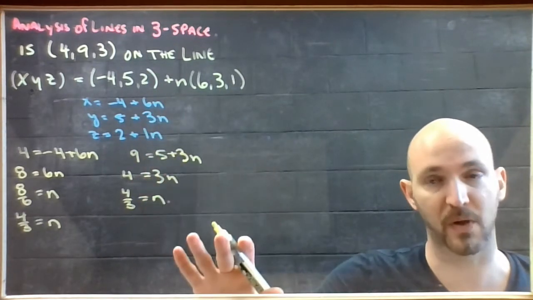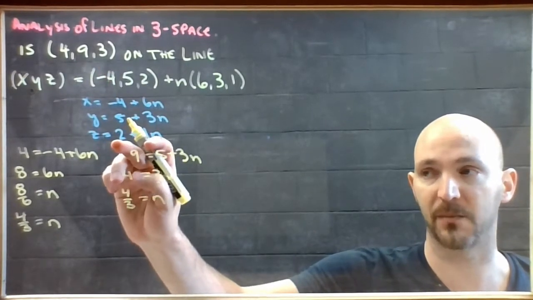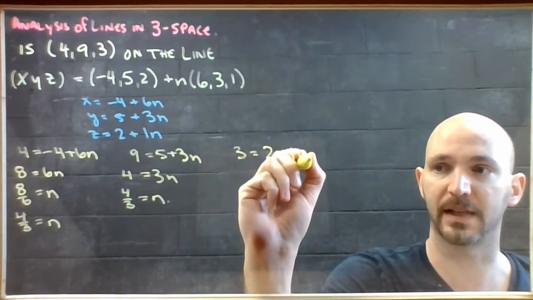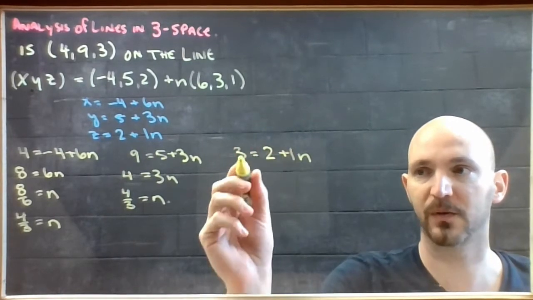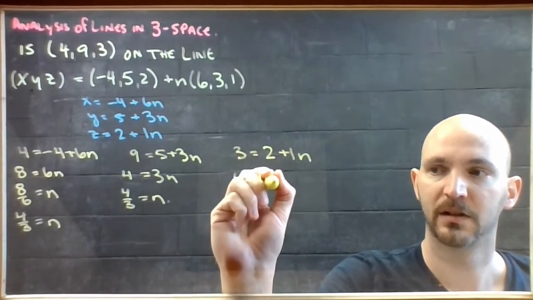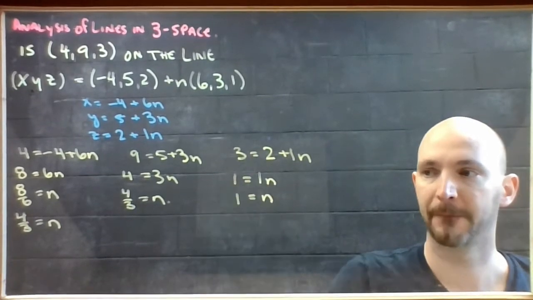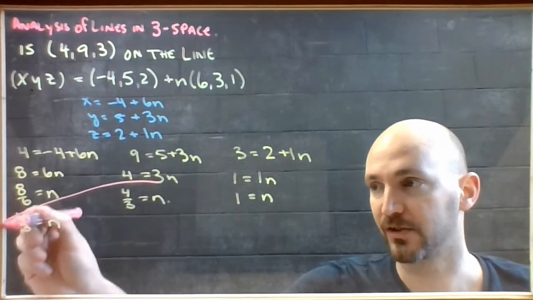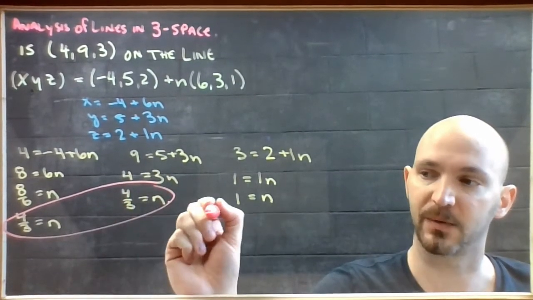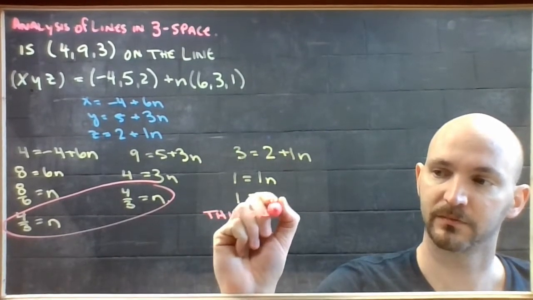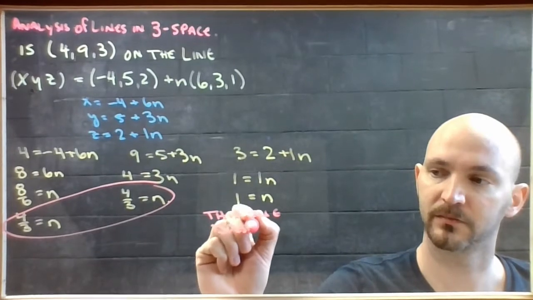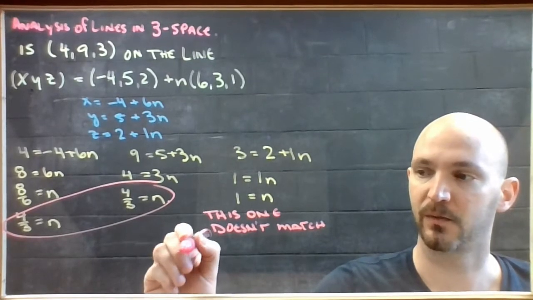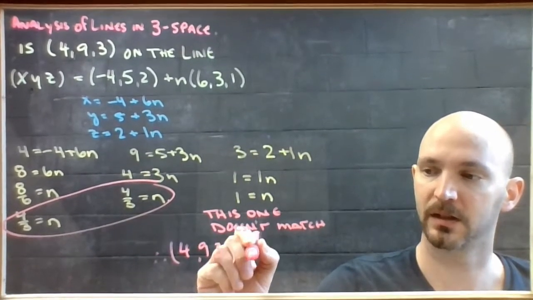So I'm going to do the same process, putting the z coordinate into the parametric equation for z. So 3 equals 2 plus 1n. Bring the 2 over. 3 minus 2 is 1. So n is 1. Well, there's my problem. I don't have a match. These two match, but it's not enough. This one doesn't match. Therefore, 4, 9, 3 is not on the line.